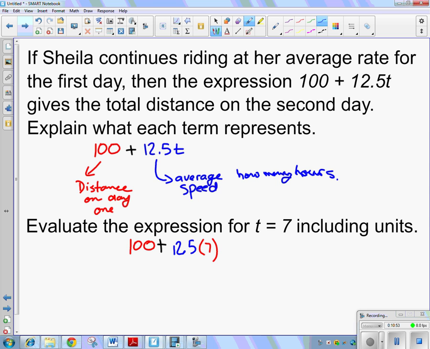We can figure out how far she's gone. Just going to evaluate our expression. 12.5 times 7 is going to be 87.5. So we have a distance of 100 plus the 87.5 we get from riding 7 hours at 12.5 miles an hour. Notice, I'm following the order of operations. I'm doing multiplying before I add, and then I'm going to add my final two terms and get 187.5, and it's important that we include miles.